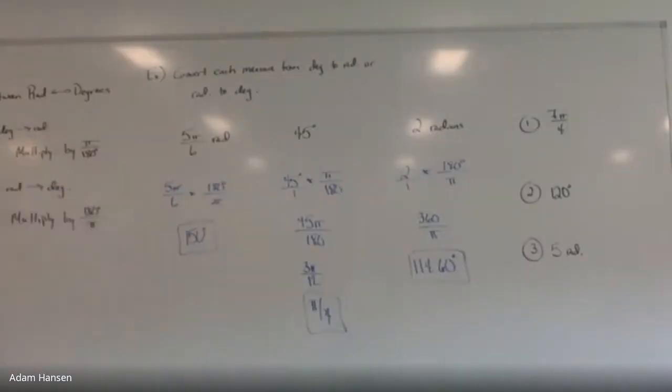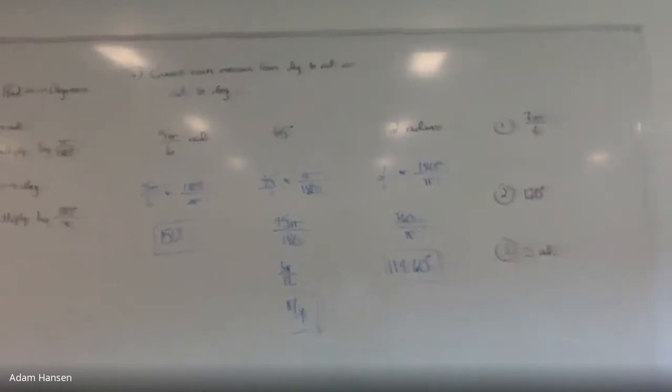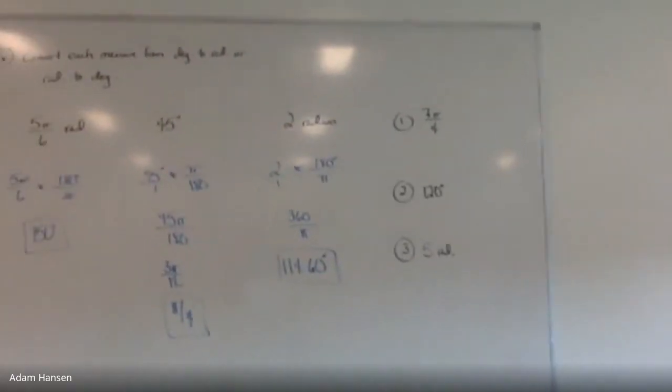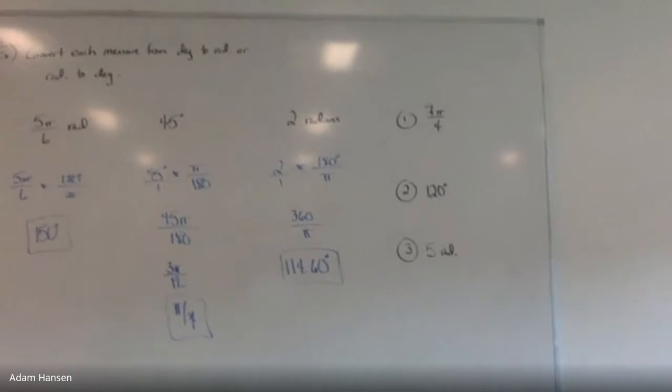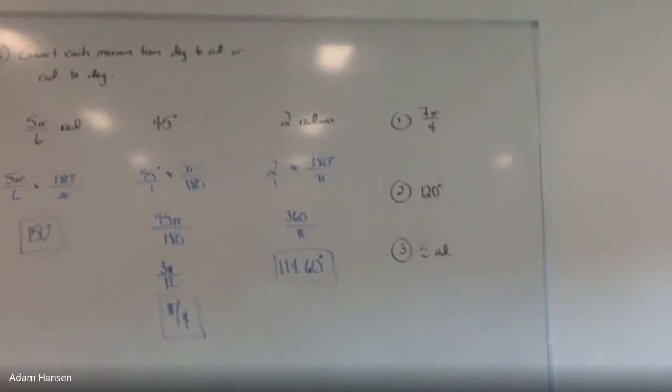Okay, put 3 on the board. I'd like you guys to convert back and forth between the two. This is something we're going to have to know how to do before we can talk about arc length and sector area using radian measure. 7 pi over 4 is in terms of what? Is that radians or degrees? Radians, you got to convert it to degrees. 120 degrees, convert that to radians. And 5 radians, convert that back to degrees. Convert those 3.